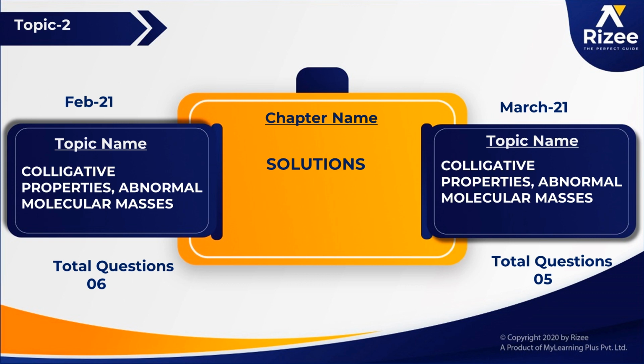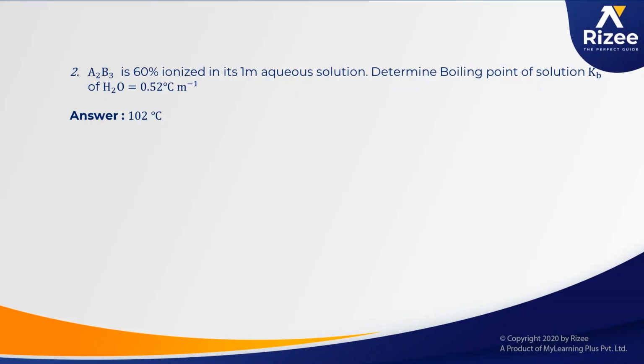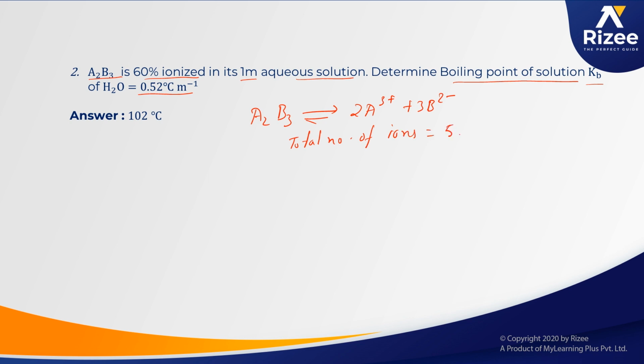Okay. So one of the questions from this topic is: it is given A2B3 is 60% ionized in its 1 molar aqueous solution. Determine the boiling point of the solution. So he has given the Kb value as 0.52 degree centigrade mole inverse. Now we know that we have A2B3, and if it is ionizing, A2B3 will ionize as 2A3+ plus 3B2-. So the total number of ions is 5.